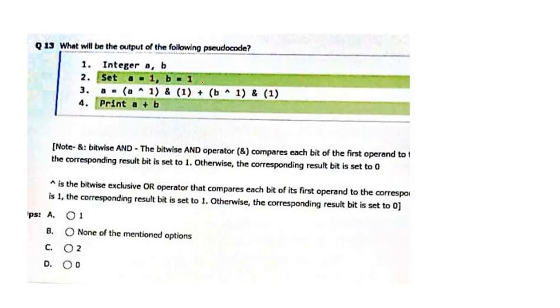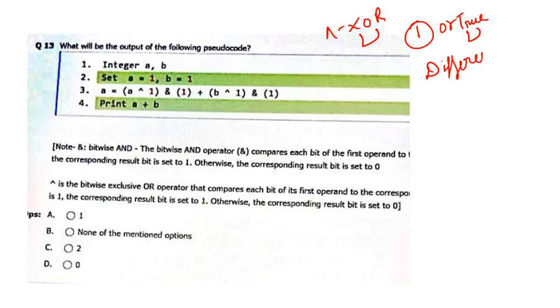Let's have a look at this question. So basically what we are doing here, we are using XOR. XOR is a logical operator basically, and it always results in 1, or you can say true, when both the operands are different, right? And if both the operands are similar, we will be getting 0 or false as the output. So here we have two integer values a and b, both set to 1.